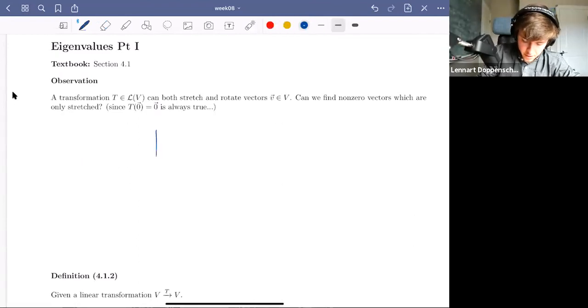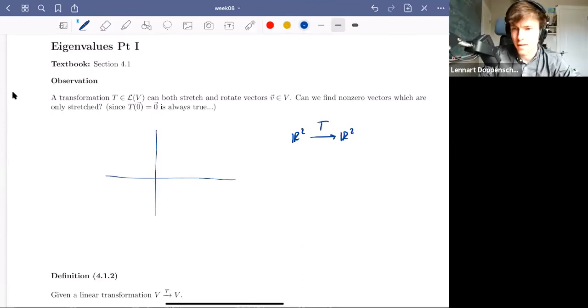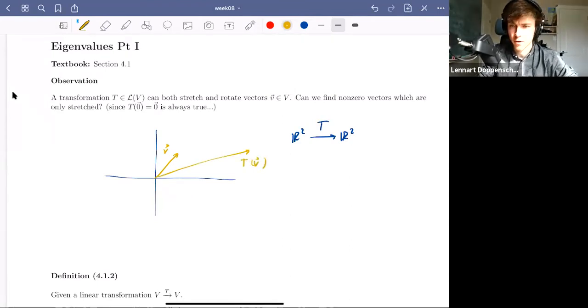Actually, let me just make this bigger. So if there's a transformation from R2 to R2, let's call this T, then T can really do anything to a vector. So this is v. T of v can be just as wild as you want. It can be stretched, it can be rotated, it can be flipped around, like backwards. There's no limit to what a transformation can do. So they're very badly behaved and very uncontrolled.